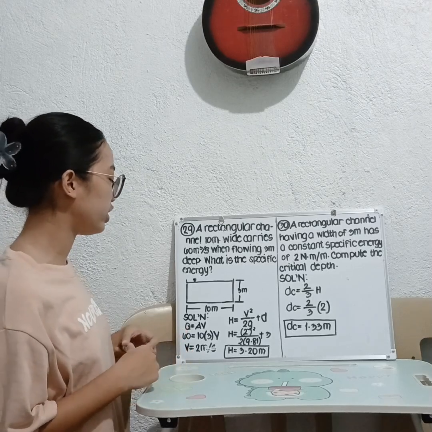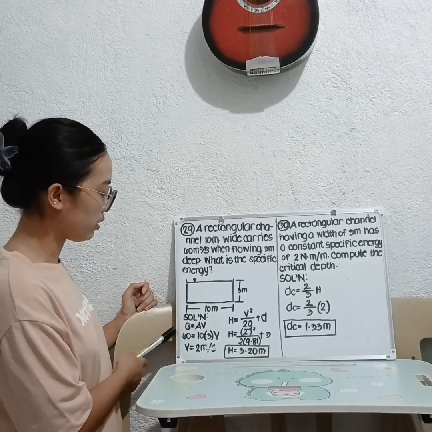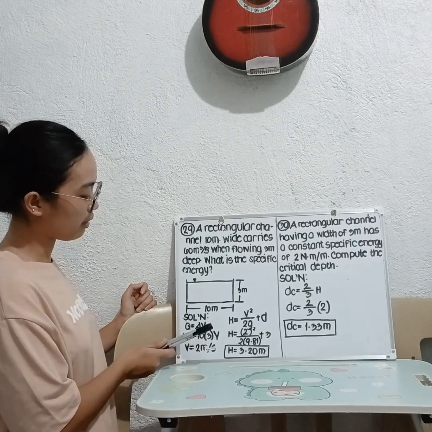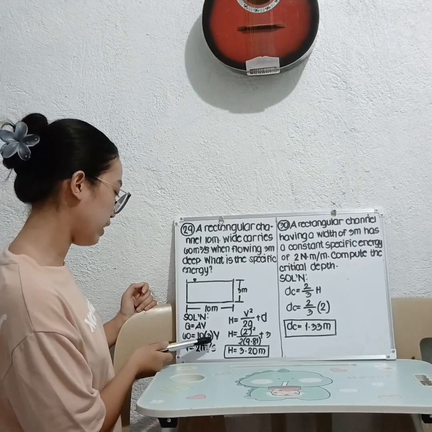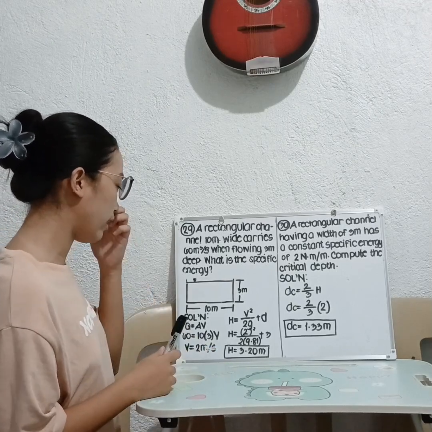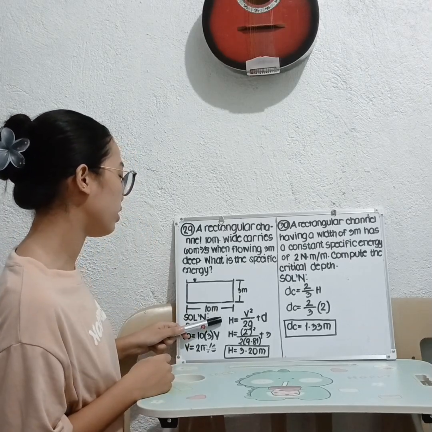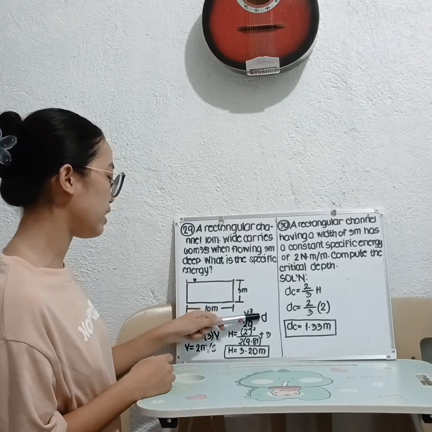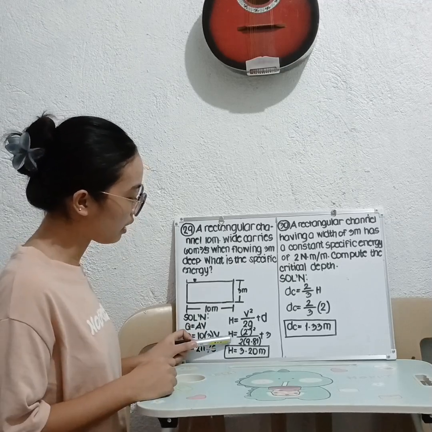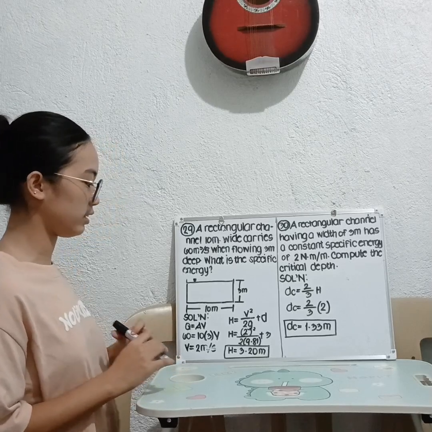A rectangular channel 10 meters wide carries 60 meter cube per second when flowing 3 meters deep. What is the specific energy? So we use Q is equal to AV. Our Q is equal to 60 and equal to, our area is 10 times the depth, which is 3, 10 times 3 times the velocity. We have velocity of 2 meter per second. Then we use the specific energy formula, which is specific energy is equal to V squared over 2g plus d. Then substitute the given. We have 2 squared over 2 times 9.81 plus 3. We get the specific energy of 3.20 meters.